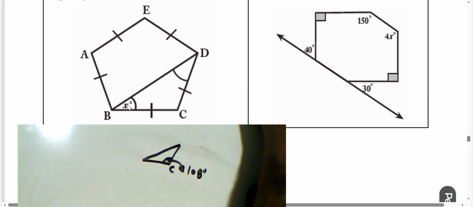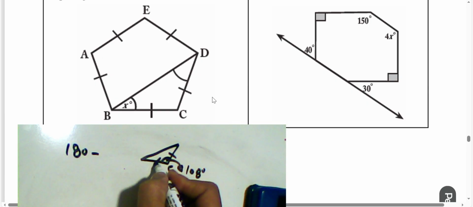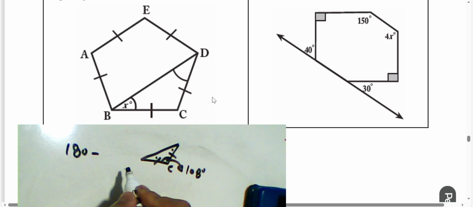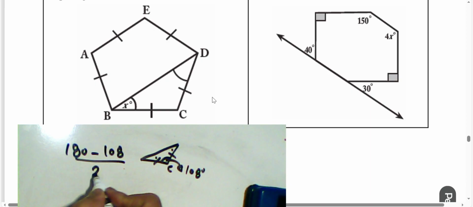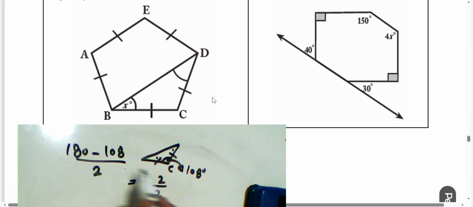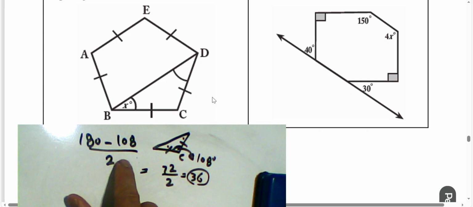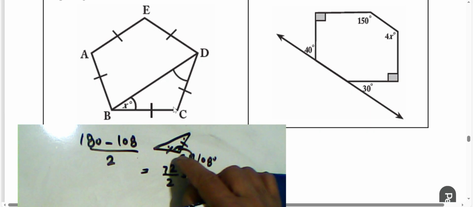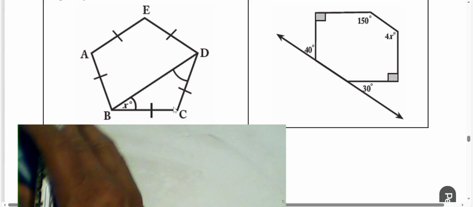Then you can find the measure of angle X, because we have an isosceles triangle: this angle is equivalent to this angle. You can write 180 subtract 108, and divide the result by 2. 180 minus 108 equals 72, and 72 divided by 2 equals 36. The measure of angle X equals 36 degrees. The 108 is the vertex angle, and each of the base angles is 36 degrees.